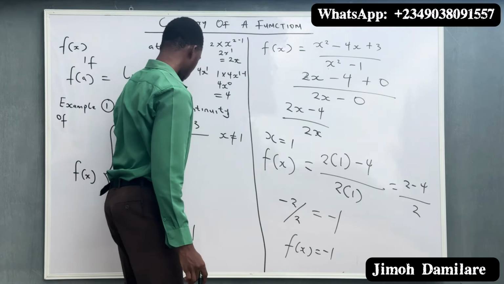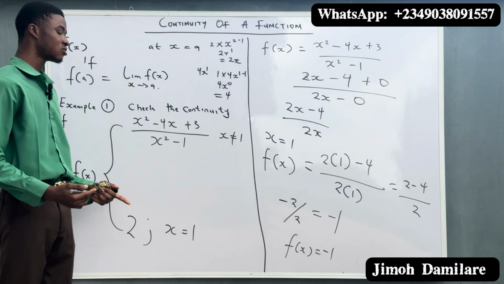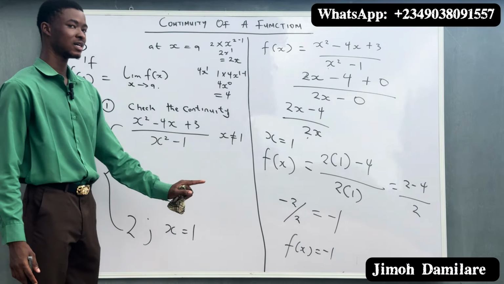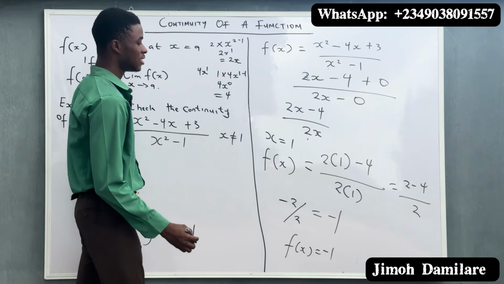So you can see that we have 2 here and we get minus 1. So what can we say about this function? You can say that the function is what? Discontinuous, because what? 2 is not the same thing as minus 1. So you can say the function, let me just put that here, you can say the function is discontinuous.